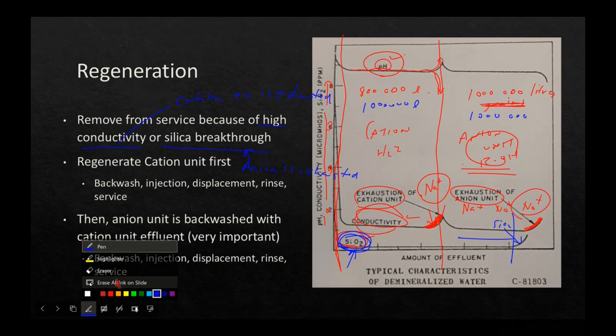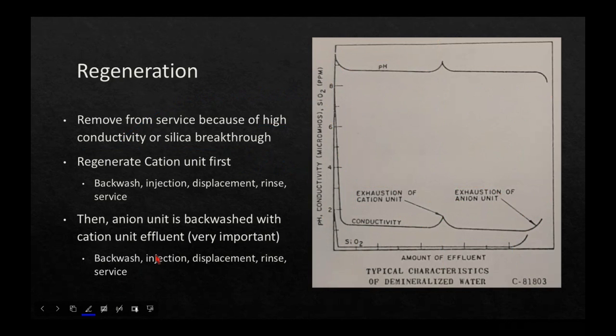So when we regenerate, we always do the cation unit first, because the cation unit is going to give us backwash water for the anion unit. So cation first, anion unit second.